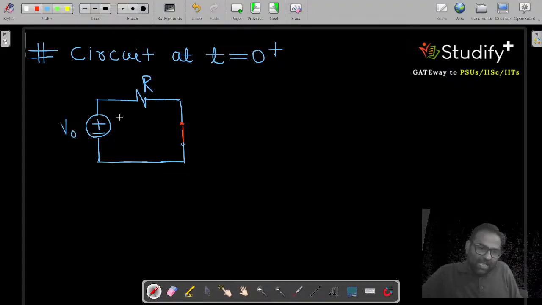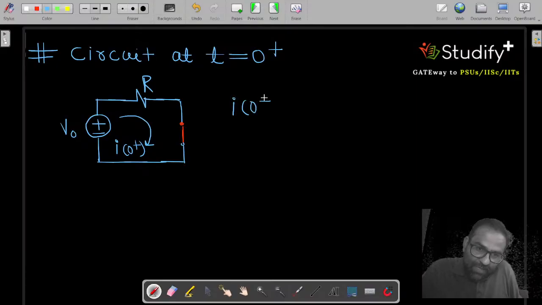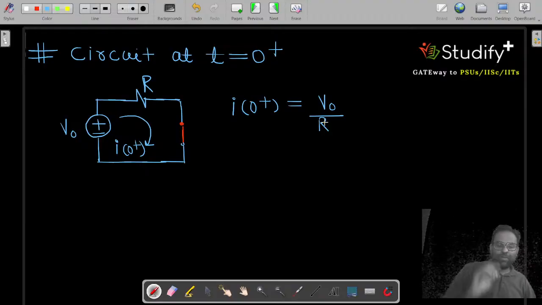Correct? And I am interested in this current. This current is known as I0 plus. So always remember, if initial condition is given for the voltage and you are calculating current, then you need to draw the circuit at t = 0 plus. So you can say the value of I0 plus is given by V naught divided by R.